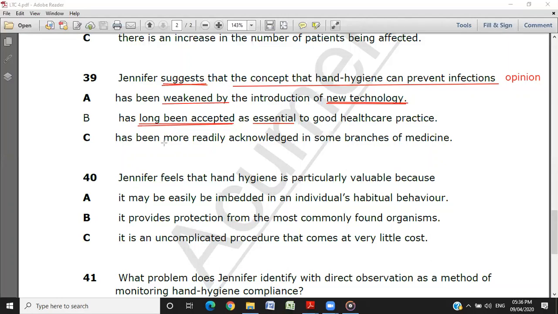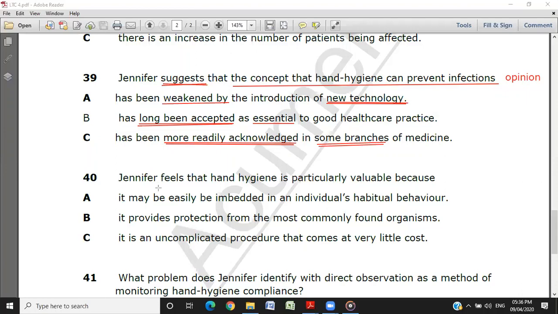And more readily acknowledged. So here there is a comparison of how important hand hygiene is for some branches and not for others. So if she goes on to give any comparison as to how certain branches follow hand hygiene really well and the others don't, then C could be the correct answer.